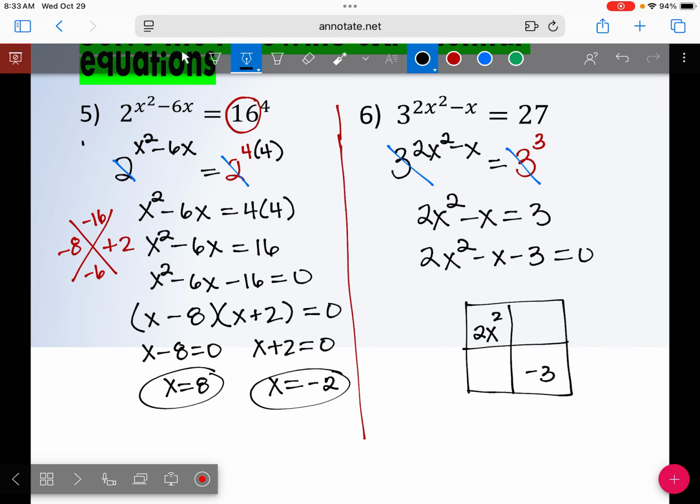Two numbers, they have to multiply to be -6 and add to -1. So that would be -3 and 2. Go ahead, take out your GCFs and get your two solutions.